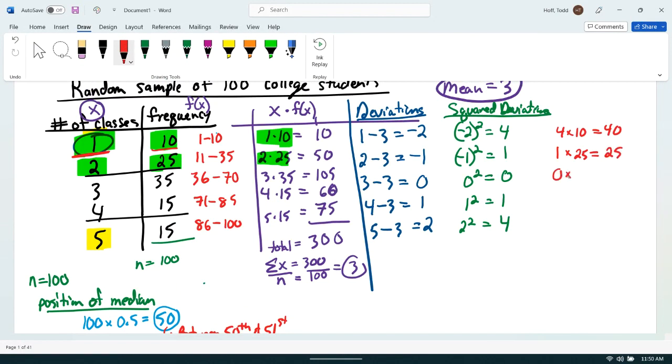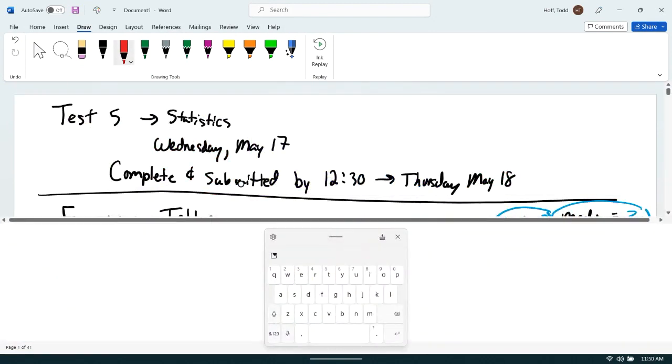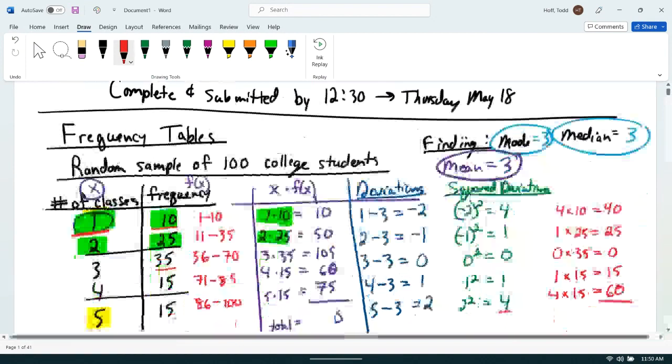Deviation of 0, well, there's 35 of those. It's still going to be 0 times 35 is 0. Another deviation of 1 times 15 of those is 15. And a deviation of 4 times another 15 of those is 60. And now we total those up to get step 4, which was the sum.